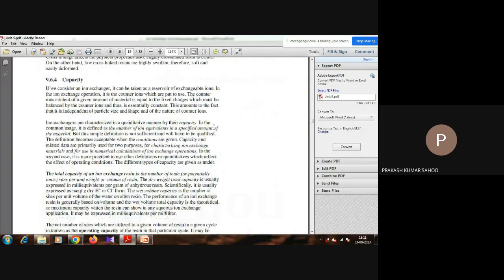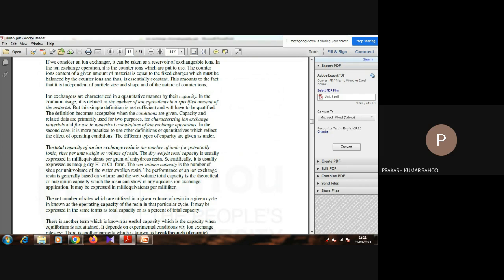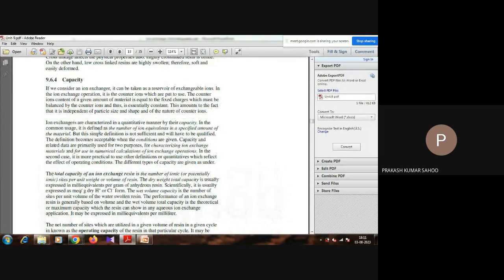Then after cross linkage, we have the capacity, the ion exchange capacity. That means it can be taken as a reservoir of exchangeable ions. In the ion exchange operation, it is the counter ions which are put to use. The counter ion content of a given amount of material is equal to the fixed charge which must be balanced by the counter ion. The neutrality must be maintained. So it is expressed in a quantitative manner by its capacity, and in common use the capacity is defined as the number of ion equivalents in a specified amount of the material which can be exchanged by the resin. It is the capacity.